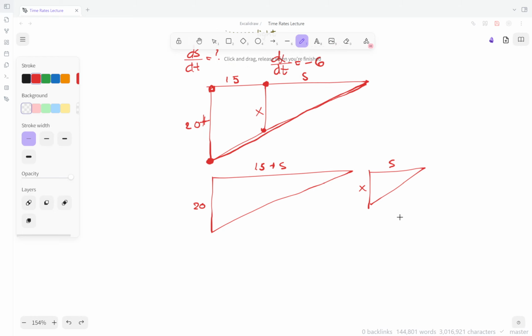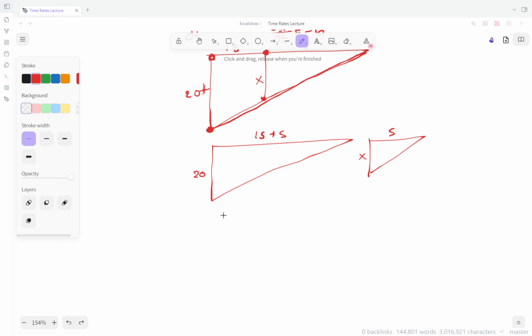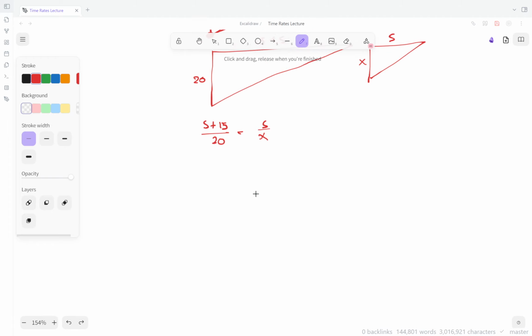So according to what we said, whenever you have similar triangles, you can just divide the sides and it's guaranteed that their ratios are equal. So you have your S plus 15 over 20. That's the same thing as S over X. Now we have established an equation where you can relate both the variable S and the variable X.